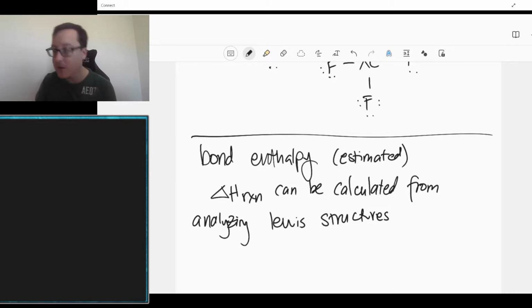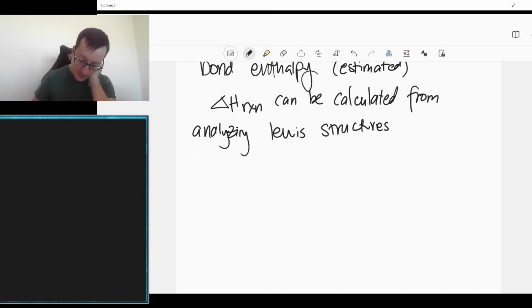There's always going to be just a slight difference in calculating delta H for a reaction from bond enthalpy versus, say, delta HF. Bond enthalpies are more kind of, I don't want to say theoretical, but they're kind of more theoretical. And so we will work with them. Let's look at an example.